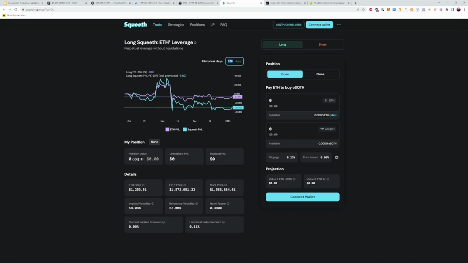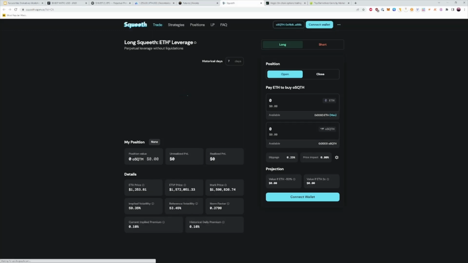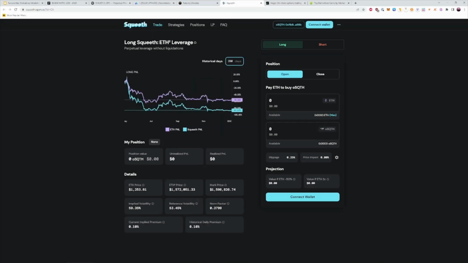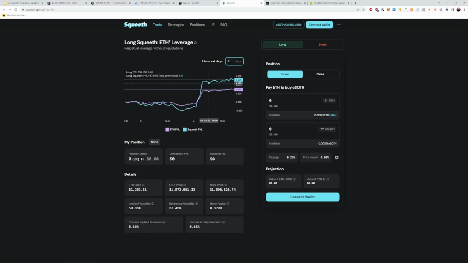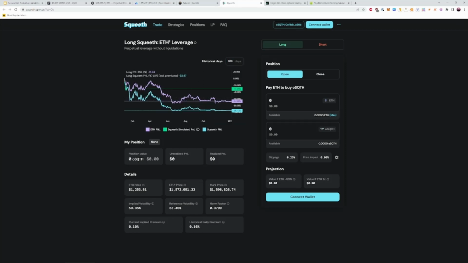So just be aware of the specifics when you're doing these investments. The chart's not showing up here. Let's try a longer time frame here. Okay, so over the last year, you can see that Ethereum's down 67%. If you were to take a long position using this protocol, you'd be down 95%.